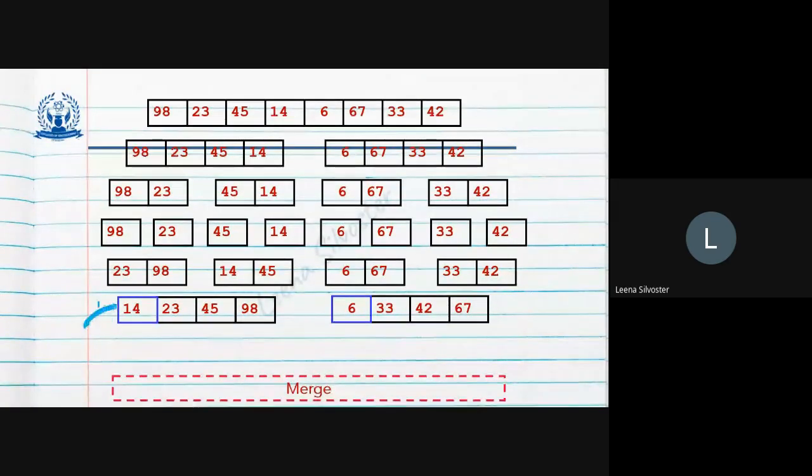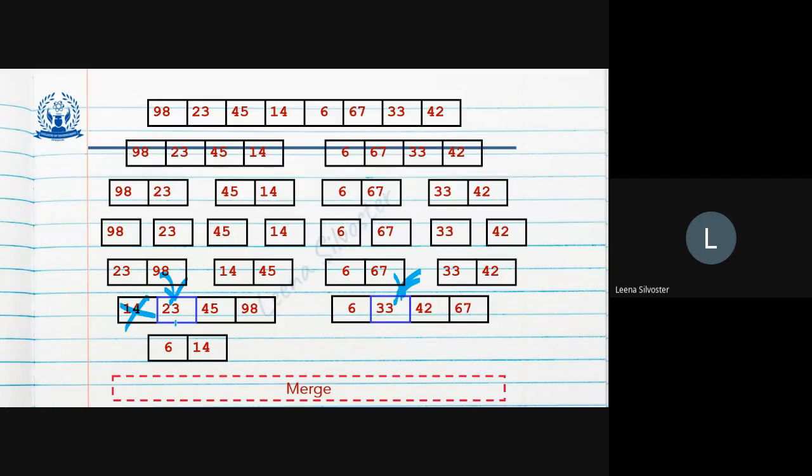So now pointer is pointing to 14 and here it is at 6. Which is smaller? 6. So we will move 6 first. So we had used this 6. So pointer is moved to the next location. Here the pointer is at 14 only. Again we will compare 14 and 33. Which is smallest? 14. So move 14 to this location. 14 is used, so the pointer will move on, and the other pointer will be at 33.